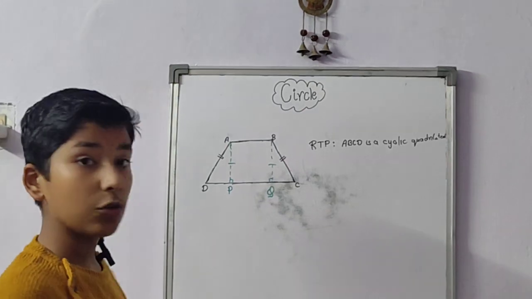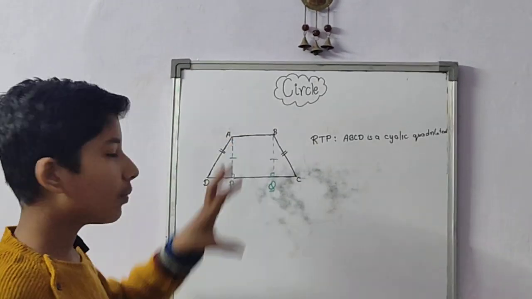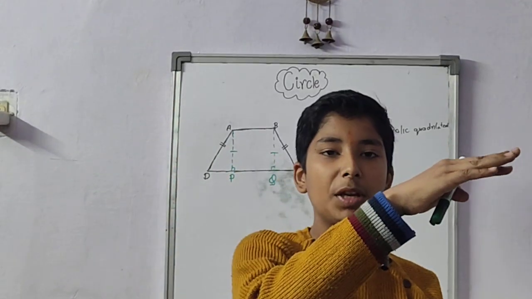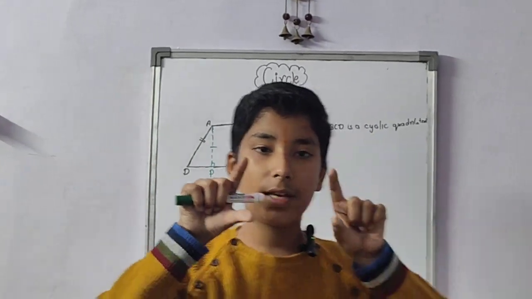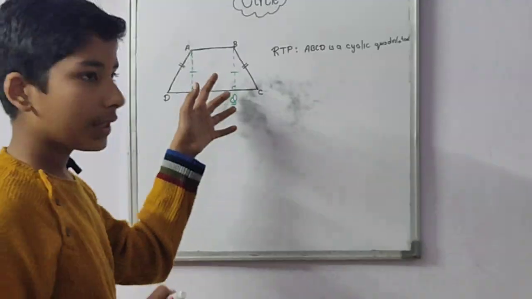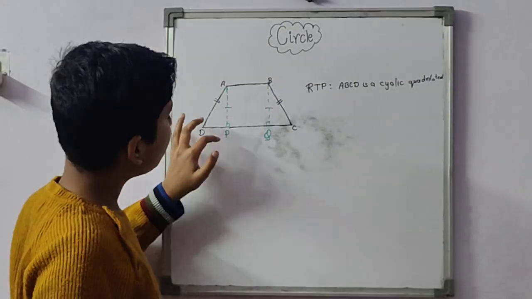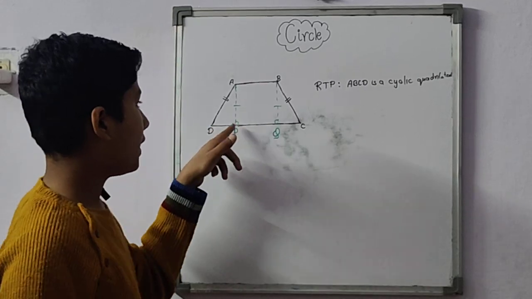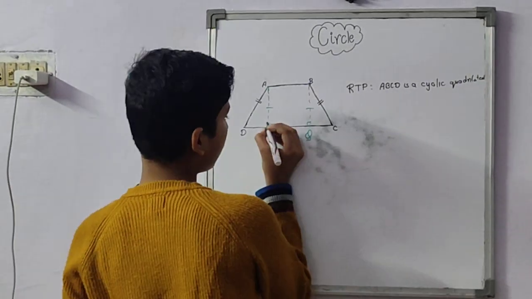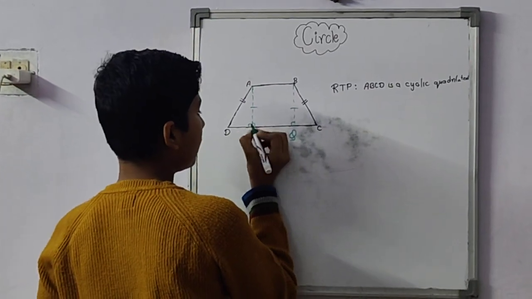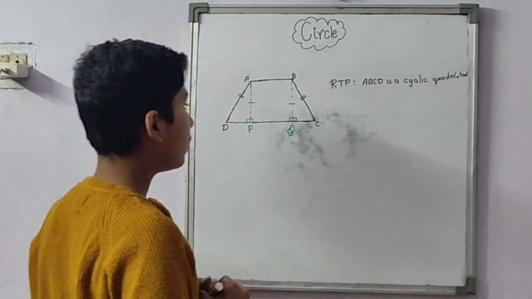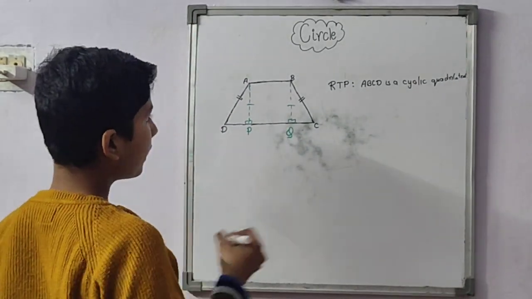Why? You just have to write distance between parallel lines, because if the lines are parallel they won't meet anywhere, so the height will remain same in all the cases. Understood? Now see this. I just made a line which is 90 degree forming at the bottom. So if this is 90 degree, then this would also be 90 degree. Okay. Now you just see this.